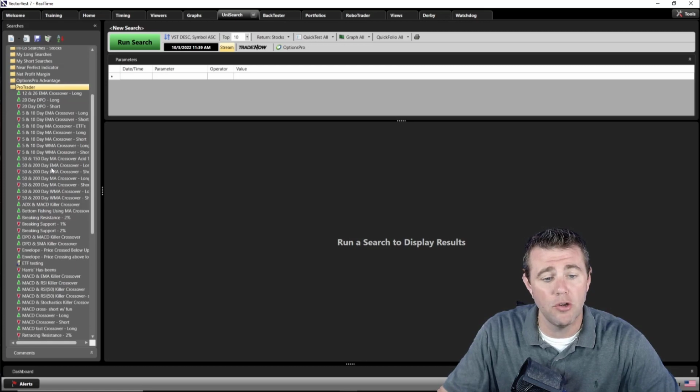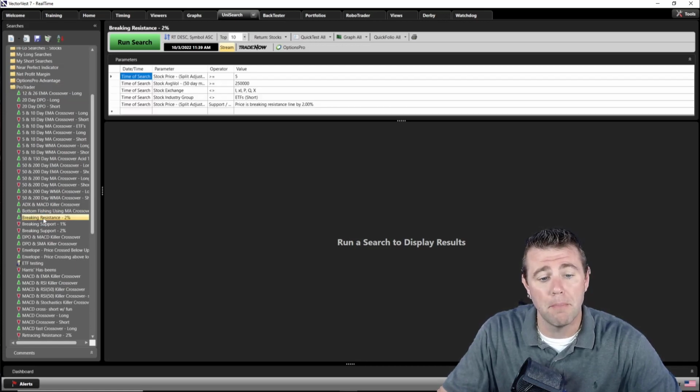But coming in here, we do have some pre-built scans for support and resistance already, with a breaking resistance by 2%, breaking support by 1%, and then breaking support by 2%. So let's go ahead and take a look, starting off with breaking resistance by 2%.